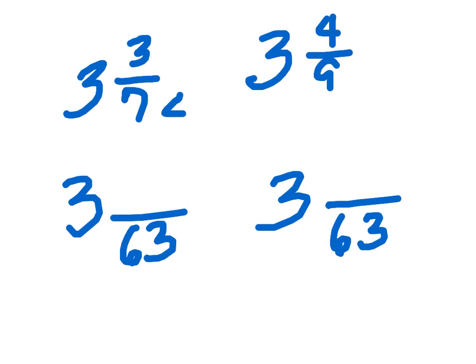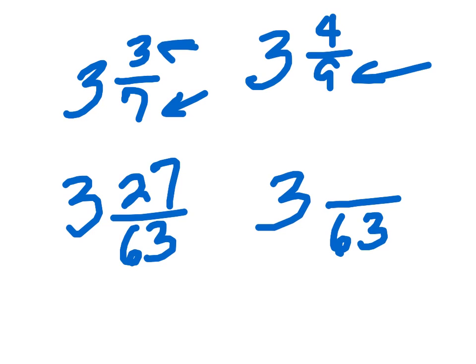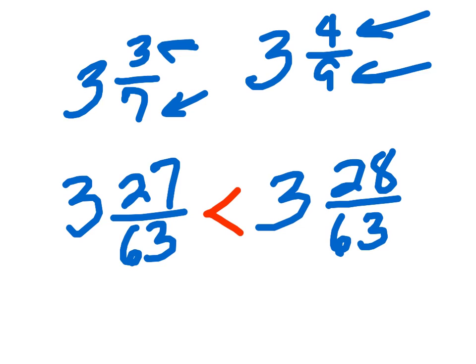I had to multiply 7 by 9, so that means I'm going to multiply 3 by 9 as well, and that will give me 27. And I had to multiply 9 by 7, so I'll multiply 4 by 7, and that will give me 28. So now I can see that 3 4/9 is going to be greater than 3 3/7.